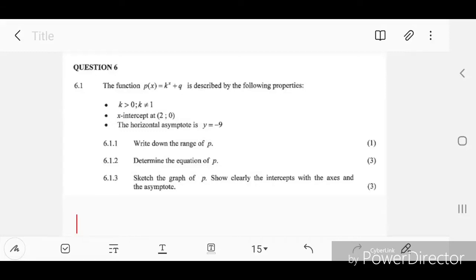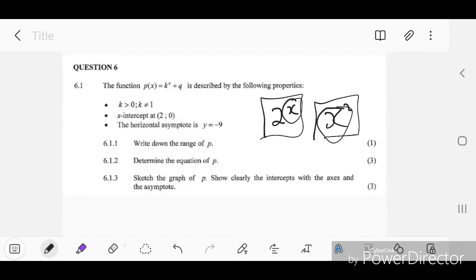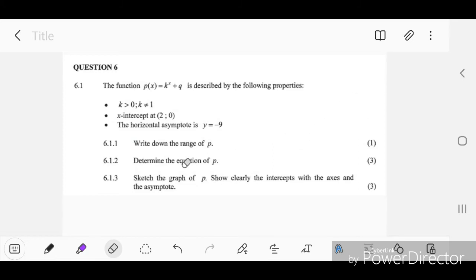Okay guys, so I'm having another problem from past exam papers as well. They gave me the function of p of x, and this is an exponential function. How do I know? 2 to the x and x squared: this is a parabola, this is an exponential. An exponential is when x is an exponent. A parabola is when x is a base. So you need to know the difference between that.